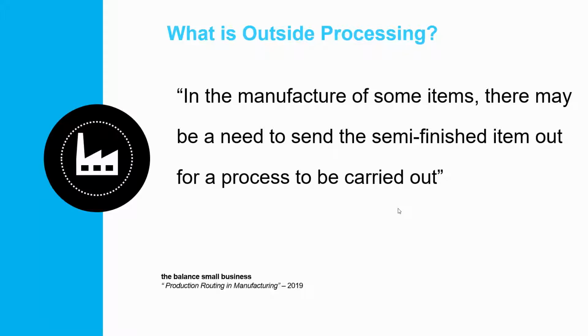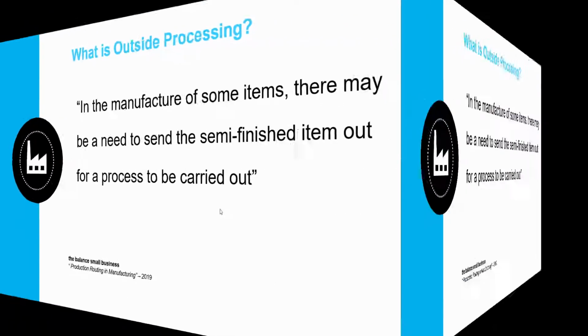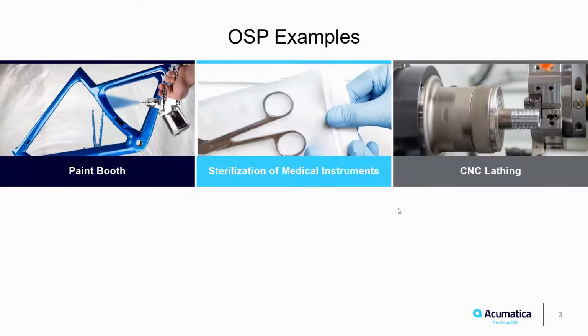Outside processing is a process where an operation in a routing is performed by a subcontractor or someone outside the company. Some examples of the types of services that may be outsourced are painting, lathing, or the sterilization of medical instruments. The reason some manufacturers may choose to use an outside process varies.